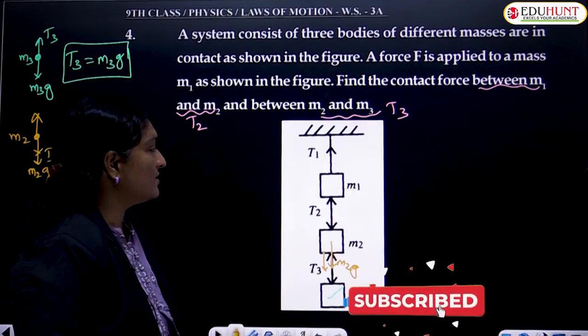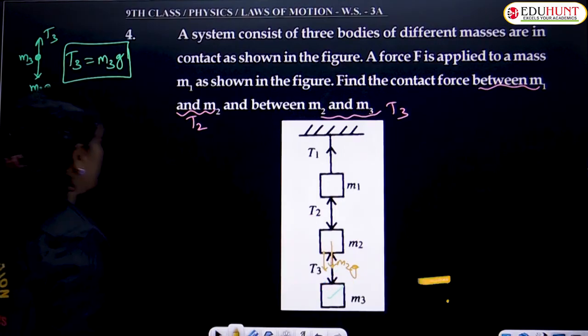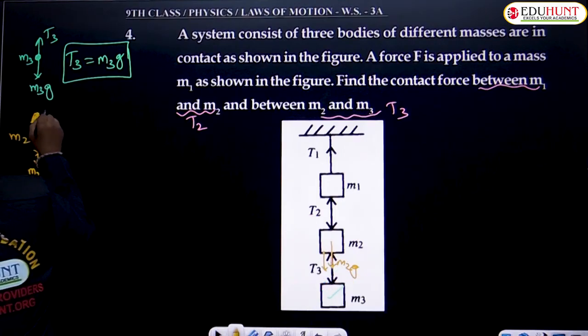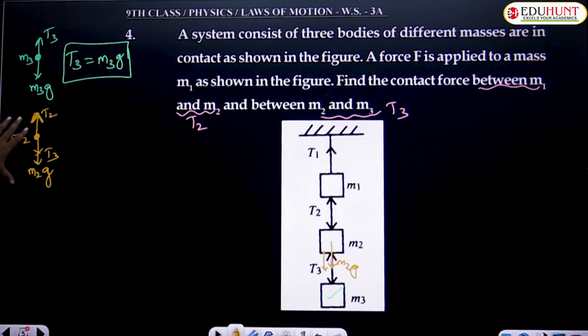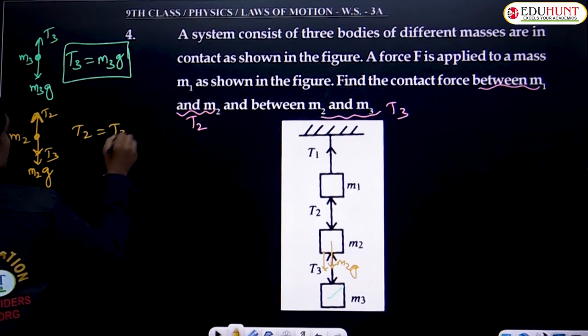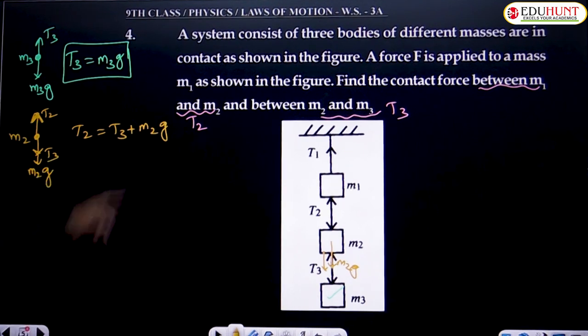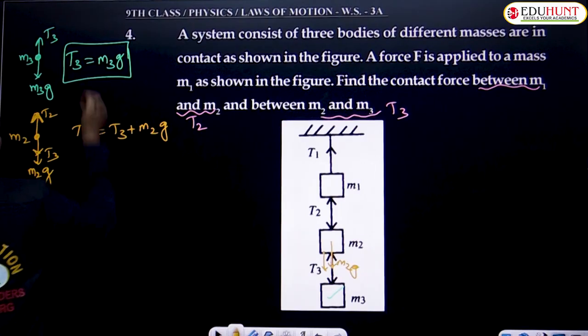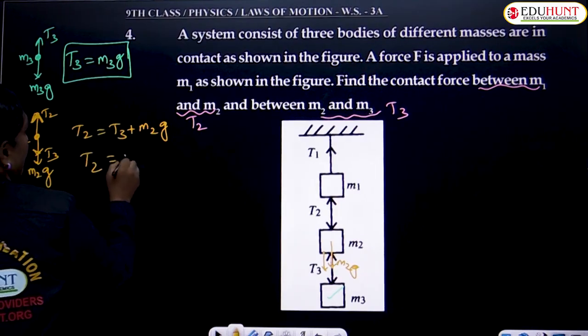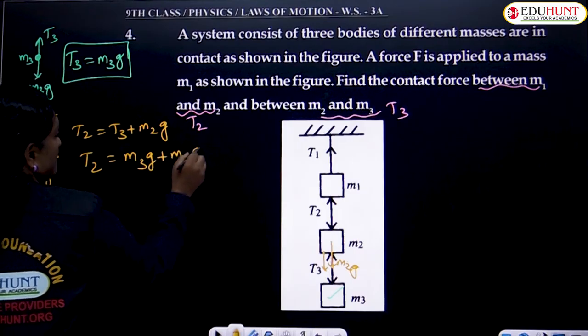What are the upward forces, children? Identify the upward forces. The upward force here is only one force, that is T2. So here it is T2. So from the figure, we can clearly say that the upward force is balanced by the downward force. Hence, T2 must be equal to T3 plus M2G. But what is the value of T3? Just now we calculated it as M3G. So this is M3G plus M2G.